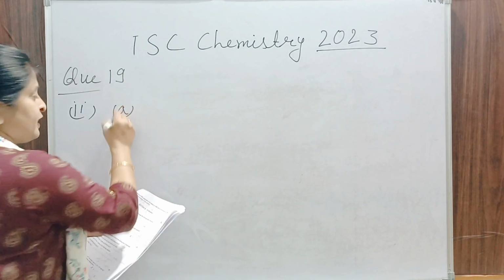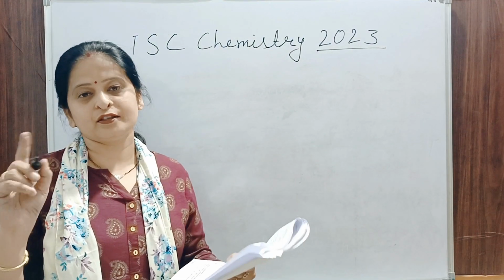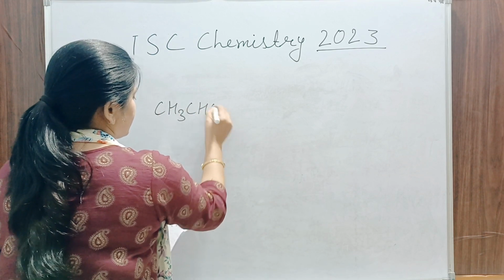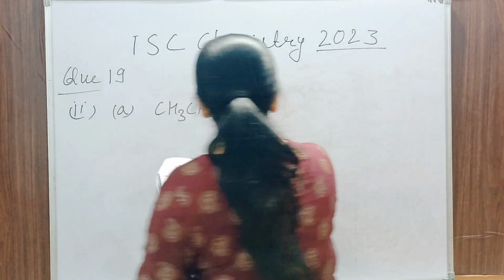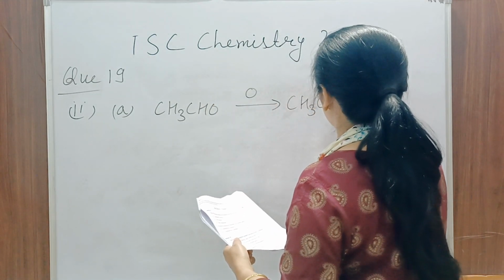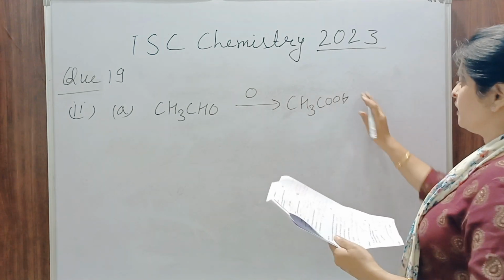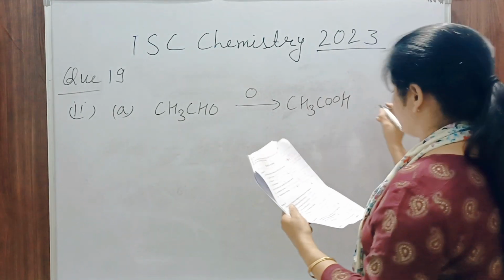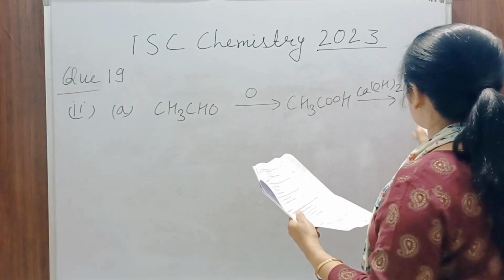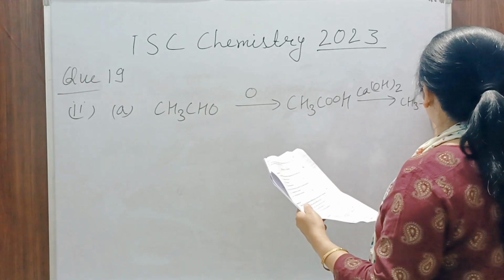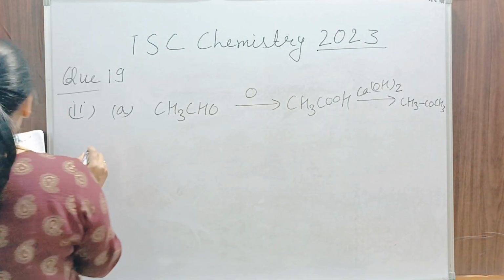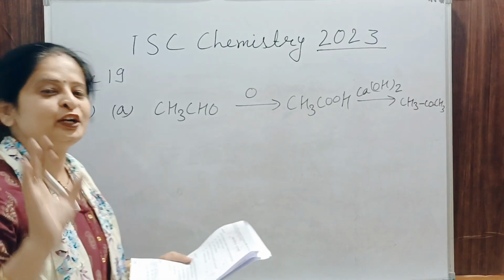Question number 19, conversion. A number, acetaldehyde to acetone. How can we convert? So CH3CHO, that is the acetaldehyde. What are we giving it? Oxygen. So it will change into CH3COOH. Simply add oxygen. Then again Ca(OH)2. In presence of Ca(OH)2, CH3COCH3. So this is the conversion of acetaldehyde to acetone.